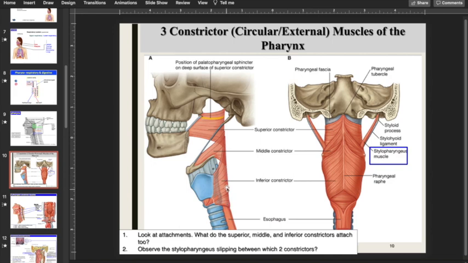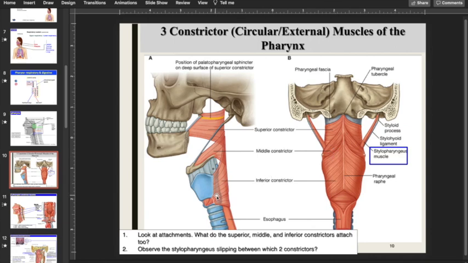The inferior constrictor, we can see it from the posterior view right here. Here's our inferior constrictor, here's our middle, and our superior constrictor. And you can see they fit inside each other like solo cups. Think of red solo cups, stacking them inside each other. So they slide down, and you can see how they overlap quite a bit there.